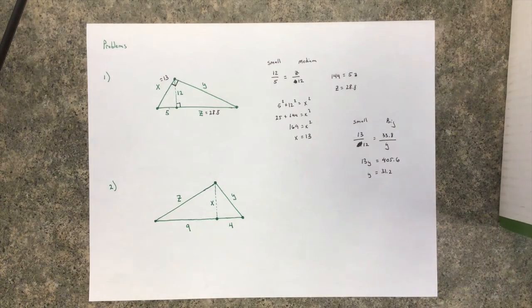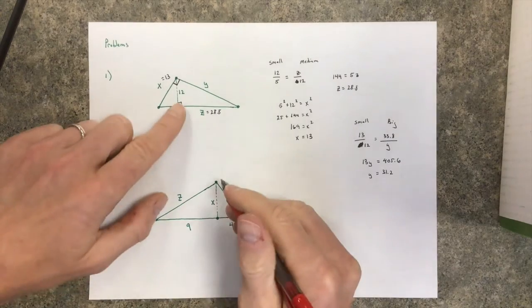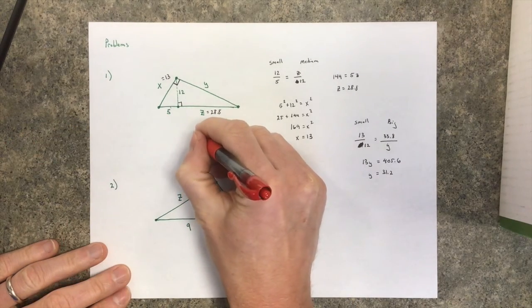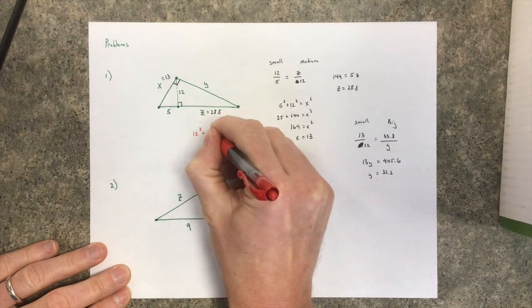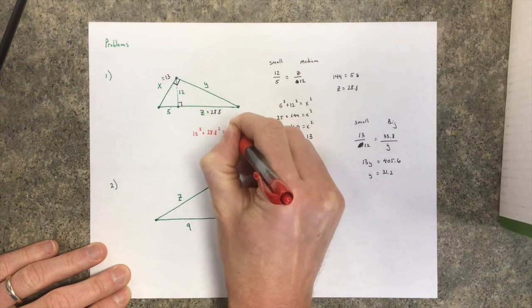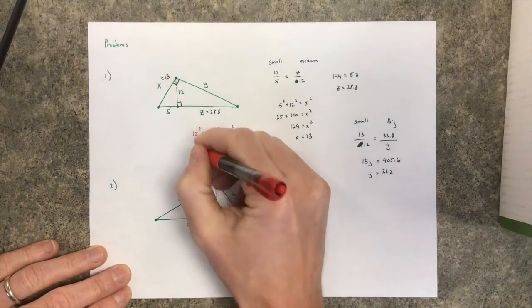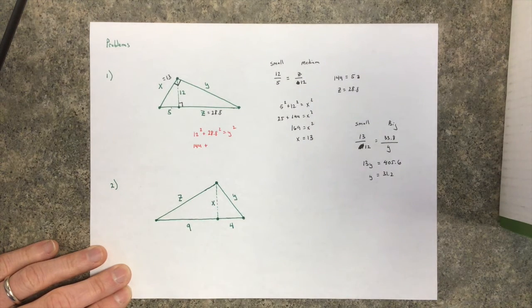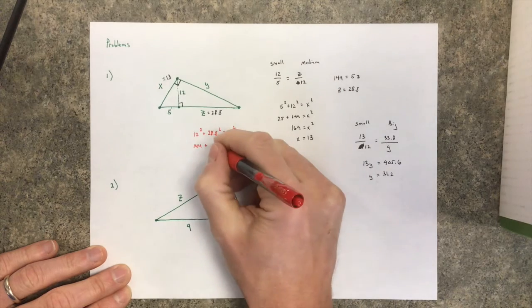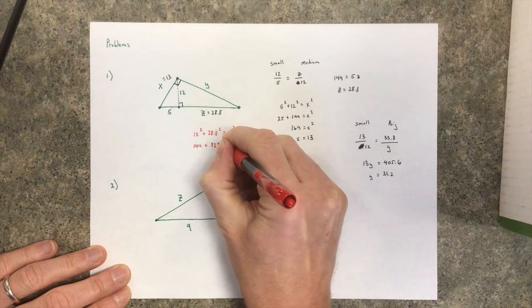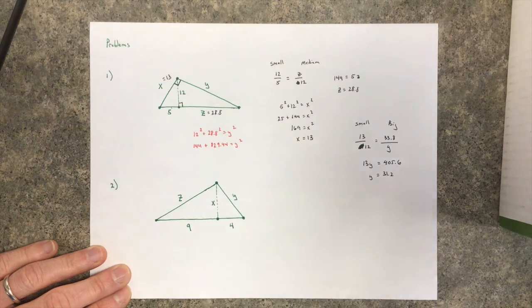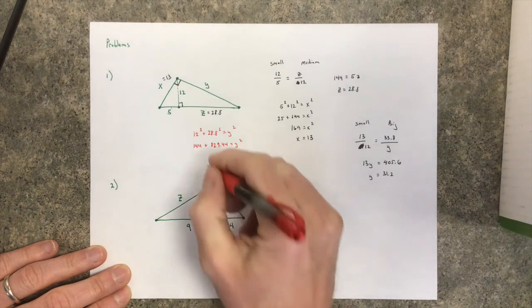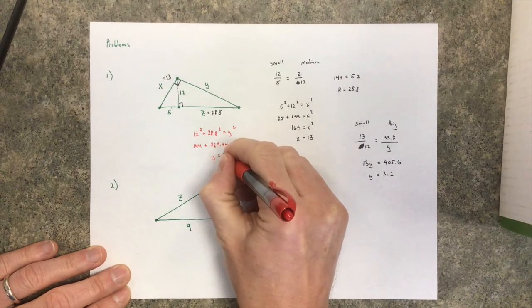Let's check our answer. Let's say we did it differently. Well, couldn't I have said over here that 12 squared plus 28.8 squared equals y squared? So if you do that, you get 144 plus 28.8 squared is 829.44 equals y squared. Add those together and then take a square root. And of course you get the same thing.